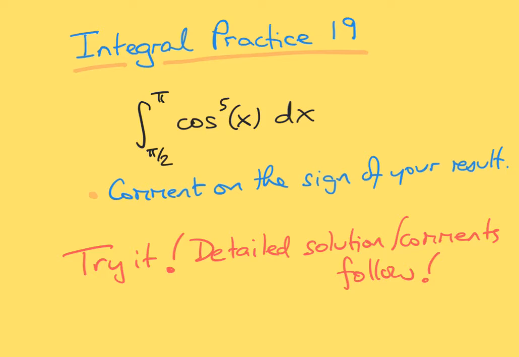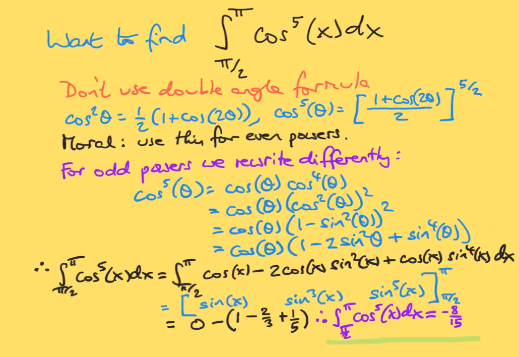Okay, welcome back. Let's go to the next slide. So this is the integral that we want to find, and the key point to notice is that the cosine here is raised to the power of 5, and that tells us not to use the double angle formula.